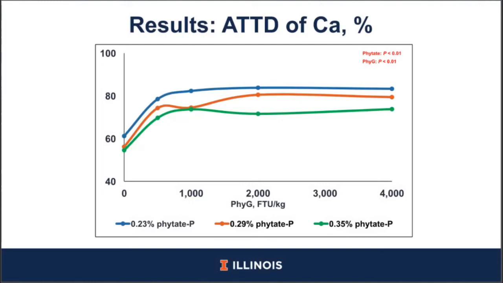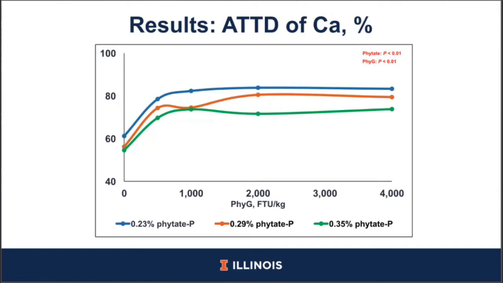Moving on with the results, this graph shows the digestibility of calcium in experimental diets. The x-axis represents the dose of the novel phytase, whereas the y-axis represents the response parameter. The blue line represents the diet containing 0.23% phytate-bound phosphorus, orange the diet with 0.29% phytate-bound phosphorus, and the green line represents the diet with 0.35% phytate-bound phosphorus.